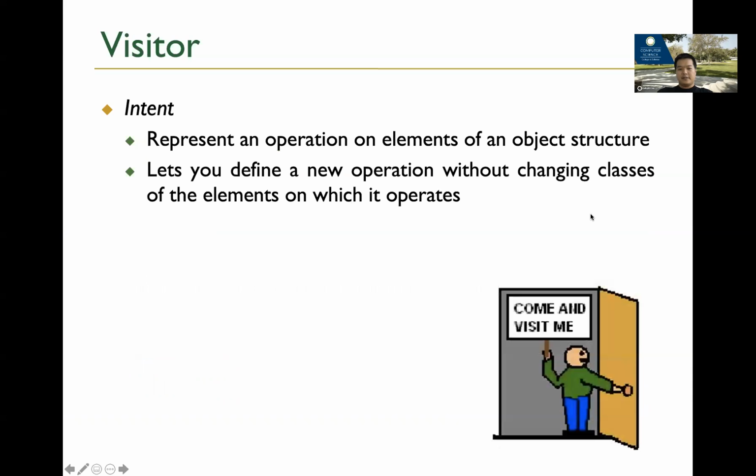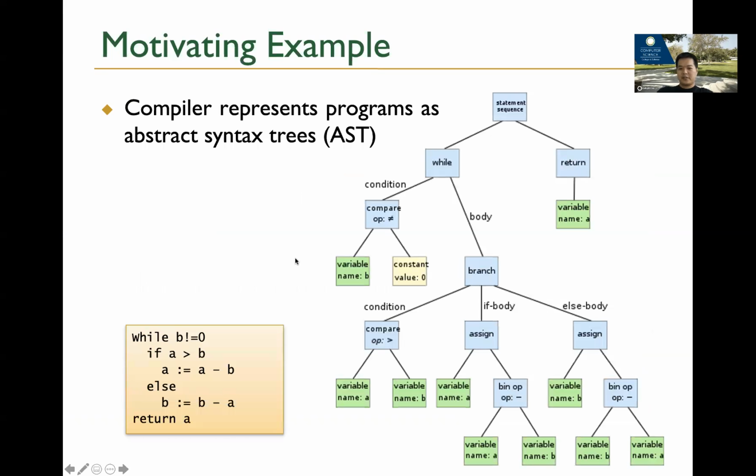All right, so the visitor pattern. The intent is that we want to represent an operation on elements of an object structure. It lets you define a new operation without changing the classes of the elements on which it operates. Okay, it's too formal, you don't get it. Let's forget about the definition and just dive into the examples.